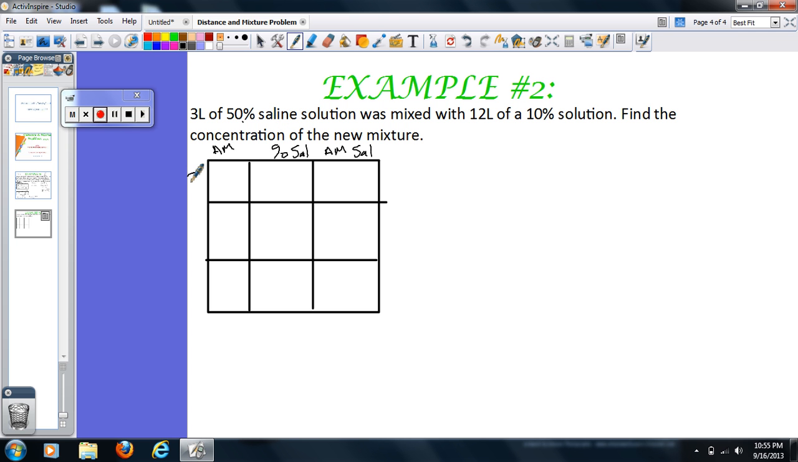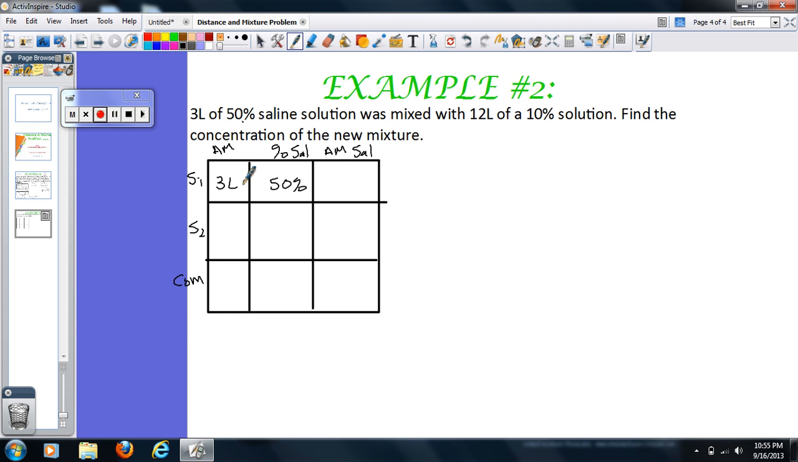We're going to call this solution 1, this is solution 2, and the one down here is the combination. When I put these 2 together, this is what I get down here. So, 3 liters of 50% saline solution. This is 3 liters, this is 50%.